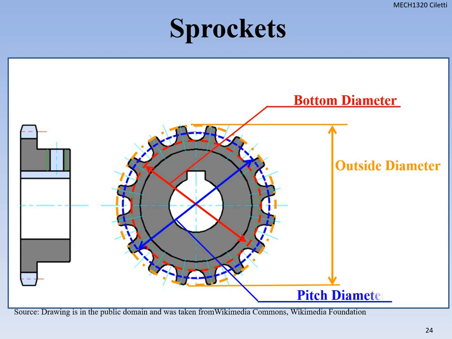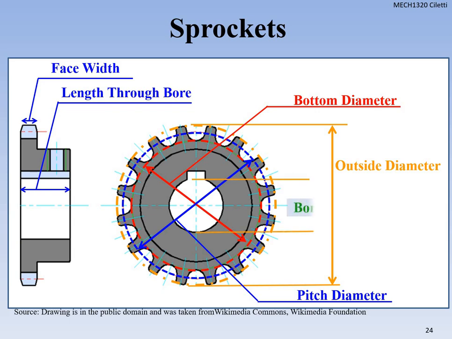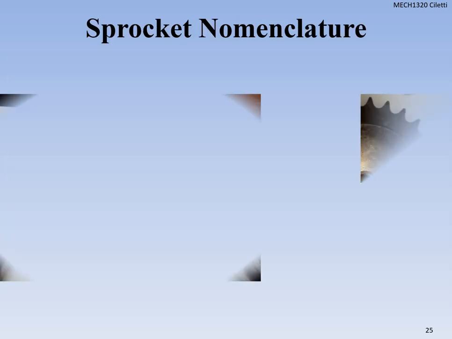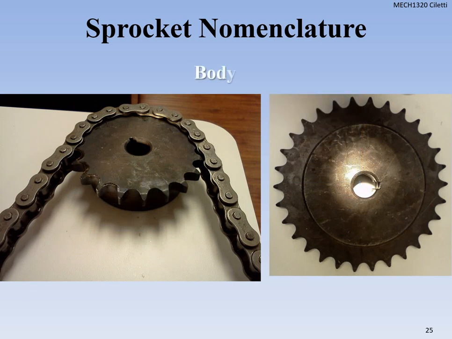This is still similar to gears. We have the pitch diameter, being halfway through that tooth from one side to the other. Still very similar to gears, we have the face width of the tooth, and we have the length through bore. It's important that we know the bore is the size that's going to sit on the shaft when we connect everything. So, a lot of common nomenclature there.